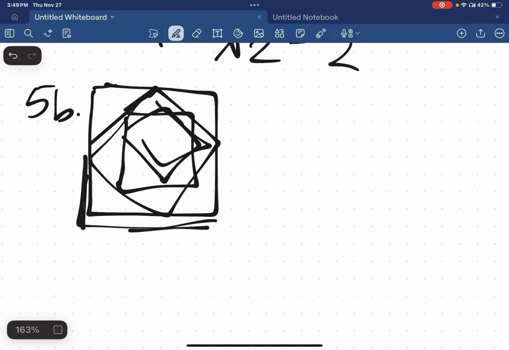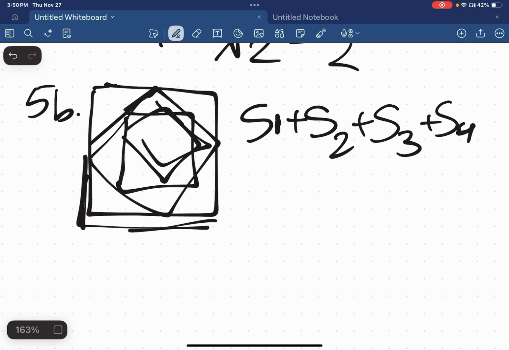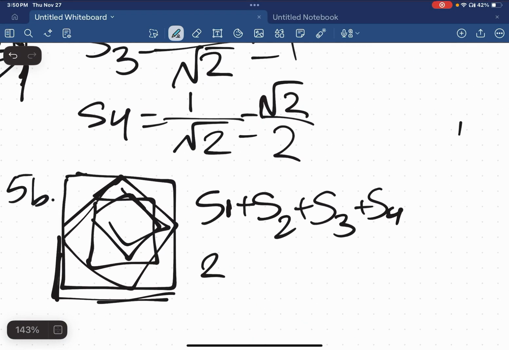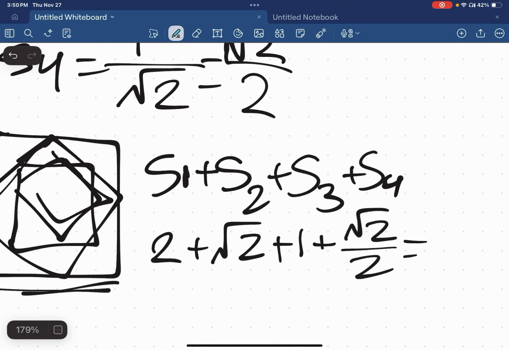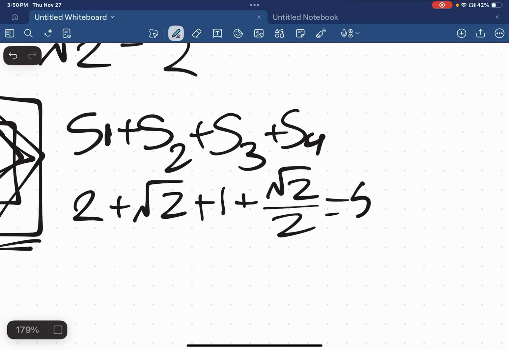That means that the spiral length is going to be the side length of 1 plus the side length of 2, then 3, then 4. And from earlier, we know this. This is just going to be equal to 2 plus the square root of 2 plus 1 plus the square root of 2 over 2. And rounding to 3 significant figures, you get 5.12.